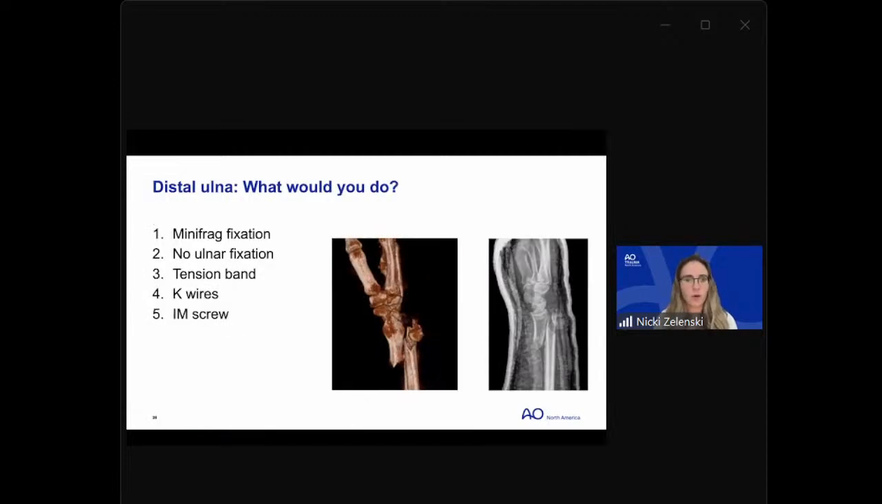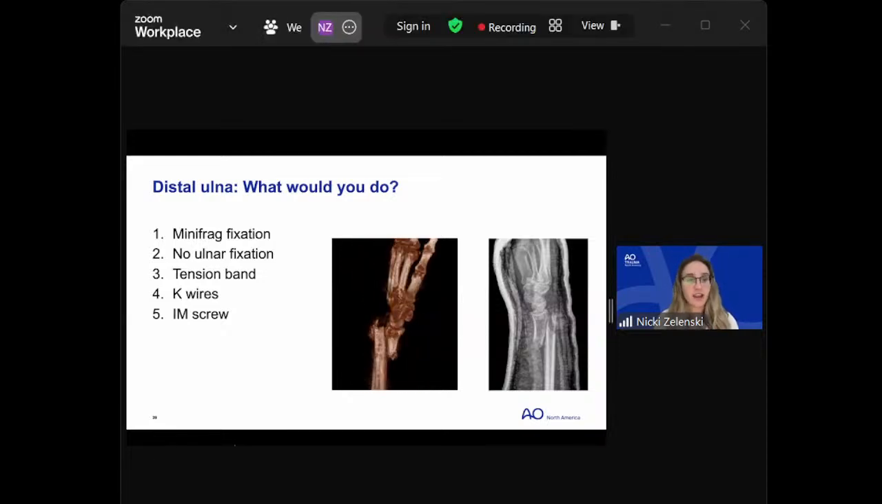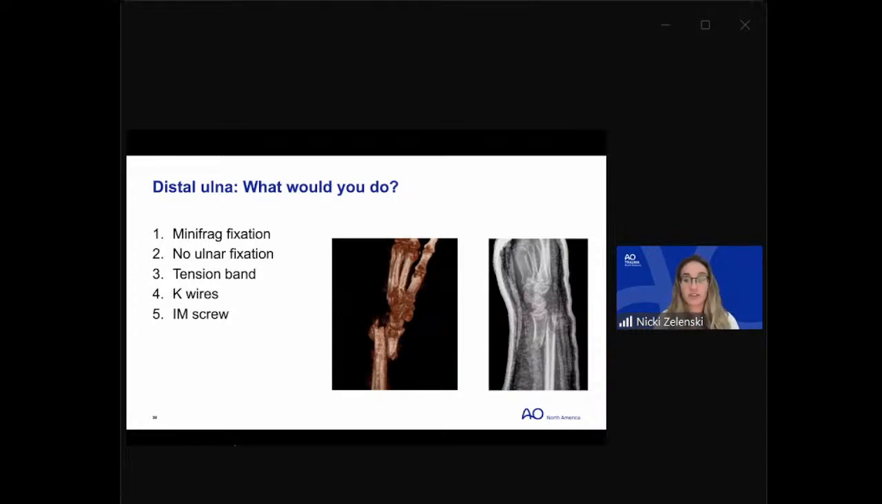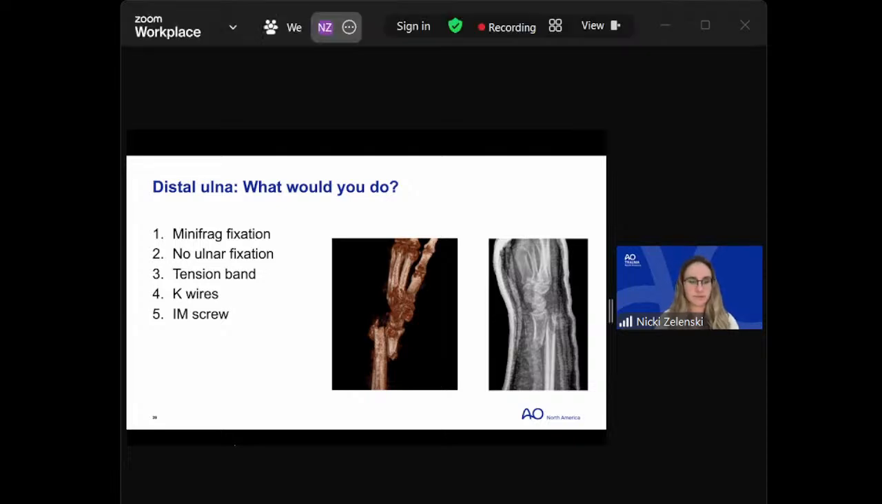So if we could open the poll, I'm going to keep these images up here, and hopefully you guys can take a look at this. And I just want to hear what everybody else would do, what the people in the audience would do. Would you do mini frag fixation? Would you leave the ulna alone once you got it reduced? Would you try a tension band, K-wires, or an intramedullary screw?